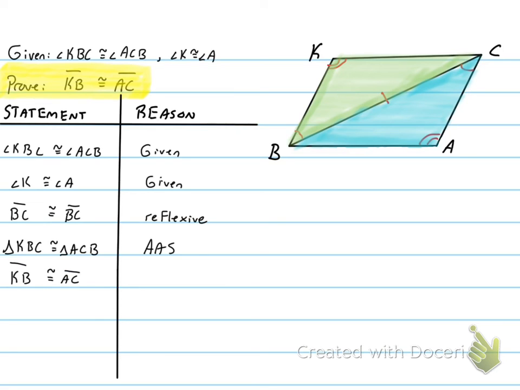So now I have those two triangles that match up, and I want to prove that KB is congruent to AC. I'm looking at those triangles, and I see that KB and AC are two sides that are corresponding in those two triangles. So since I know that the triangles are congruent, I know that these sides would match up. So my reason here for saying that KB is congruent to AC is CPCTC, or corresponding parts of congruent triangles are congruent.